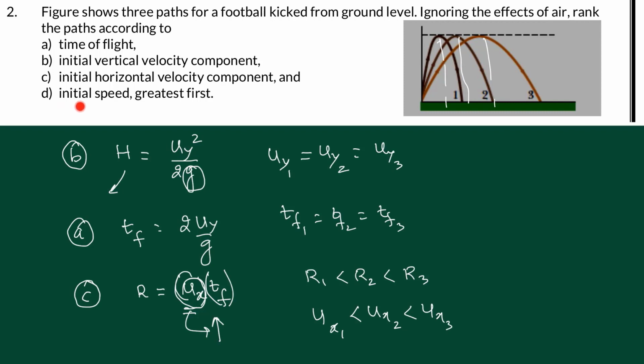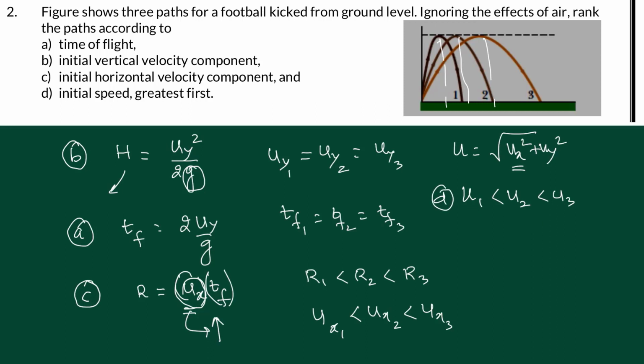And as far as part D is concerned, initial speed, if you know the x and y components, you can find the magnitude of that vector using the formula under root x component square plus y component square. So u is equal to under root ux square plus uy square. Every football has the same y component but they differ in x component. As the x component increases, speed will increase. So the relationship will be u1 less than u2 less than u3. So this is the answer for part D.